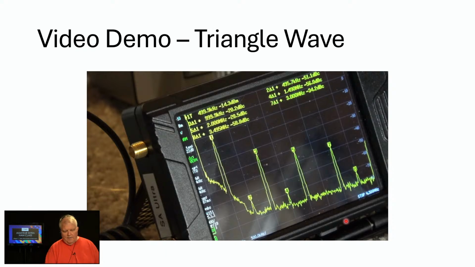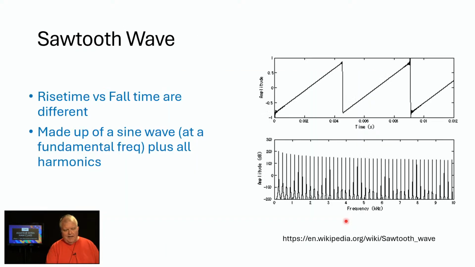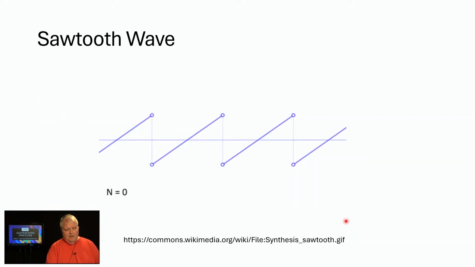So triangle wave and square wave are odd harmonics. A sawtooth wave uses all of the harmonics, the even and the odd numbered harmonics. And you can see here on this animation as it builds up, it builds toward the triangle wave.